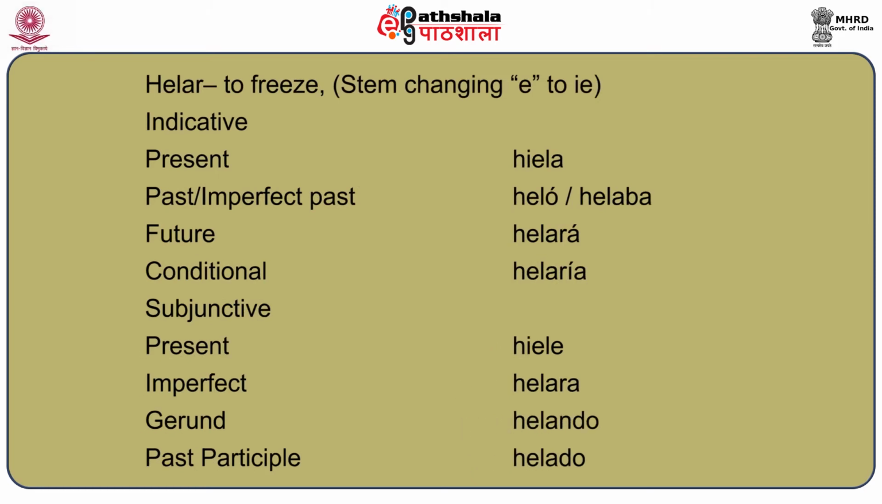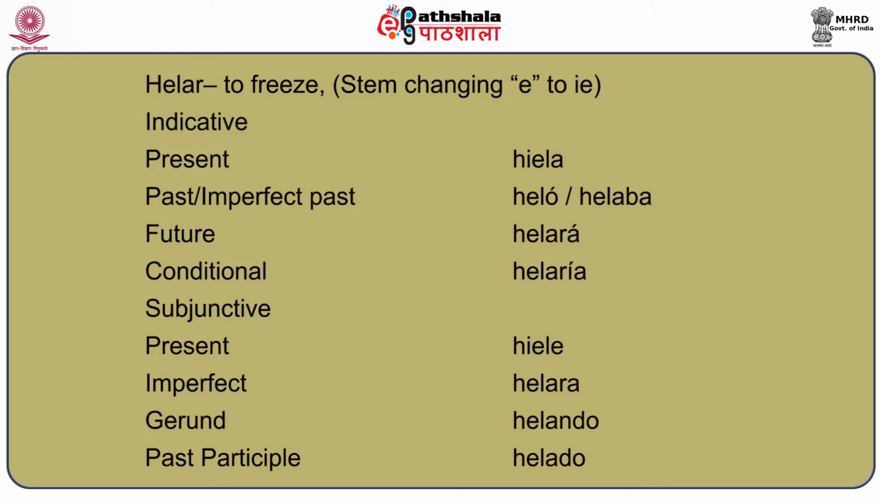The next verb is helar, to freeze. Keep in mind that it is stem changing in the present indicative and it changes the vowel E to IE. Hence, the present indicative form is hiela. H is silent. The preterit form is heló. The imperfect past form is helaba. Future is helará.